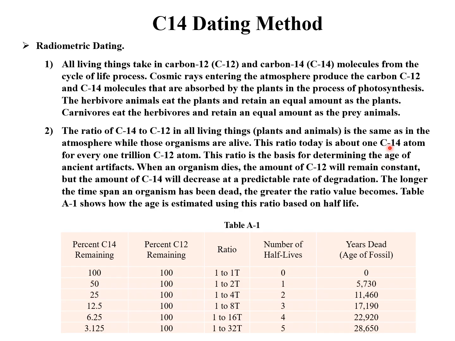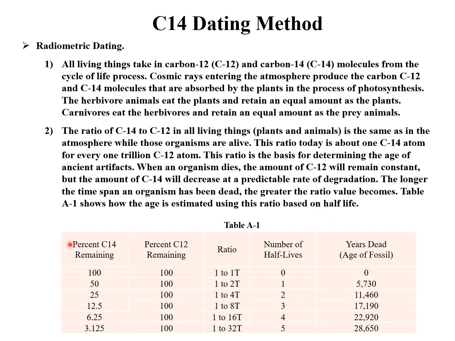That is 1 C14 atom to every 1 trillion C12 atoms. This ratio is the basis for determining the age of ancient artifacts that once were alive. When an organism dies, the amount of C12 will remain constant. It's a very stable molecule. But the amount of C14 will decrease at a predictable rate of degradation. The longer the time span an organism has been dead, the greater the ratio value becomes. Table A1 shows how the age is estimated using this ratio based on half-life.